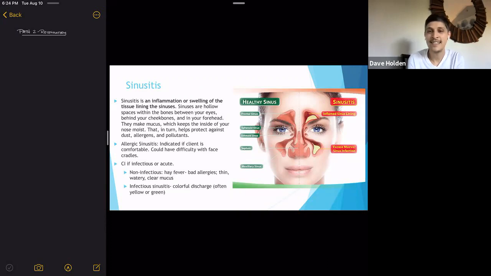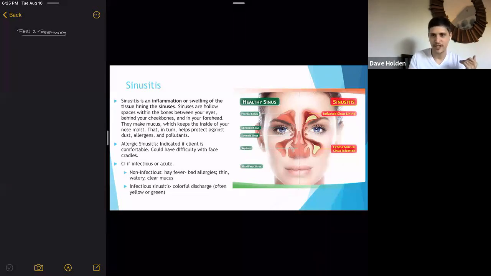Whew. Sinusitis, possibly the funniest medical word there is. Sinusitis is inflammation of the sinuses. Generally, you're looking at frontal or maxillary sinuses, but ethmoid and sphenoid sinuses could absolutely be involved. We described those earlier. Those are the hollow spaces in a bone, generally around the eyes. In turn, they help protect the nose and other areas from dust, allergens, pollutants, because they're coated in a mucous membrane. So if they have a sinus infection and it's acute, it is contraindicated.